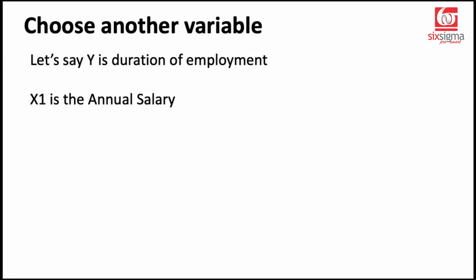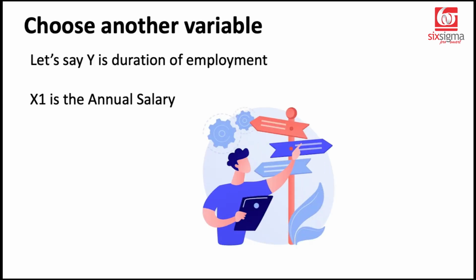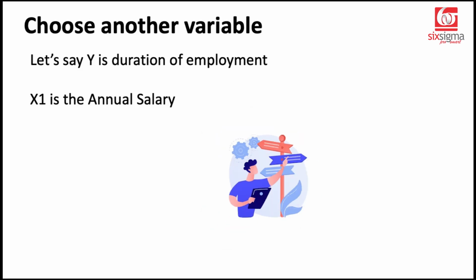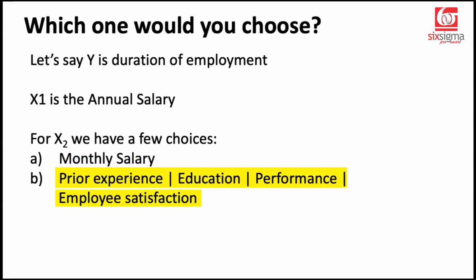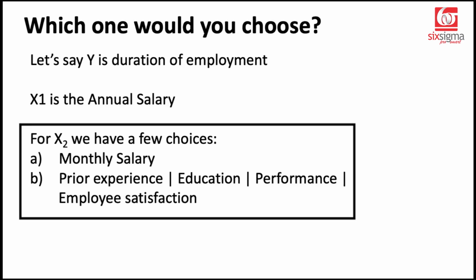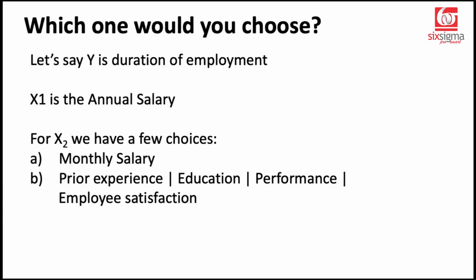Let's say we have been given the freedom to pick another variable. Apart from annual salary, you've been given a couple of choices to choose another explanatory feature or independent feature. Now here are your choices. Would you choose monthly salary, or would you choose one of these, let's say prior experience or education or performance rating or employee satisfaction score? The employee might have rated the organization. Which of the two choices, A or B, would you like to go with? You have to choose one of these only, and within B also you have just one of the choices.